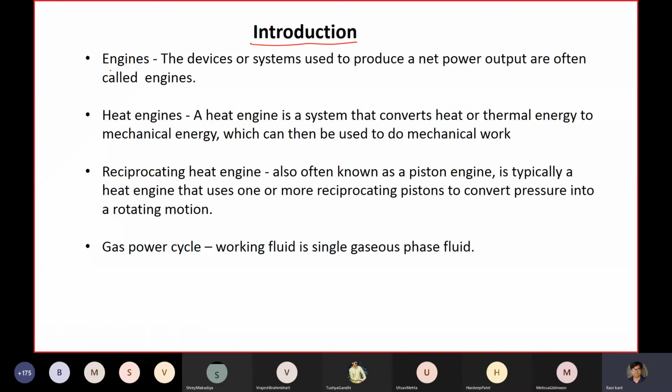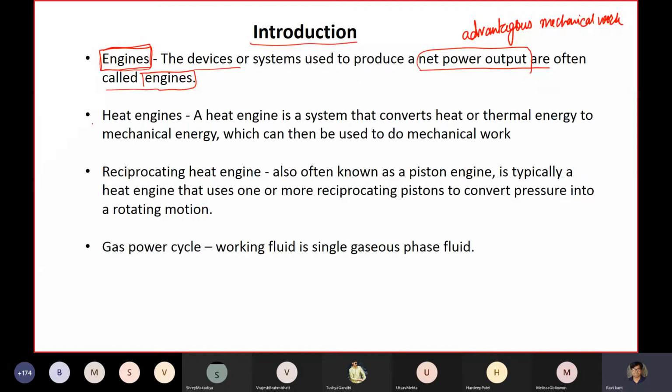So the first keyword we encounter is engines. Engines are the devices or systems used to produce net power output. Any device which can give you advantageous mechanical work is called an engine.